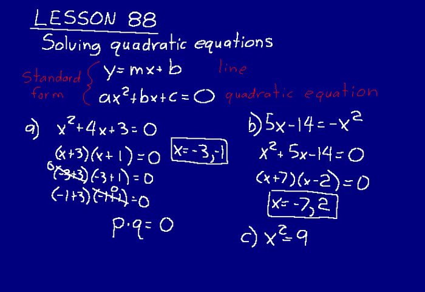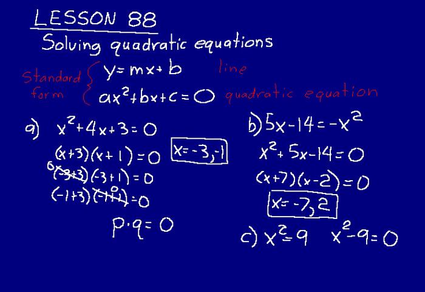Let's do one more. Look at practice problem C. x squared equals 9. Now that might kind of confuse you at first. There's no x term in there, but that means that b must be 0 in the standard form of a quadratic equation. So you just have an x squared and a constant. So try to get it in the standard form, and so you'd subtract 9 from both sides, and you'd have x squared minus 9 equals 0.